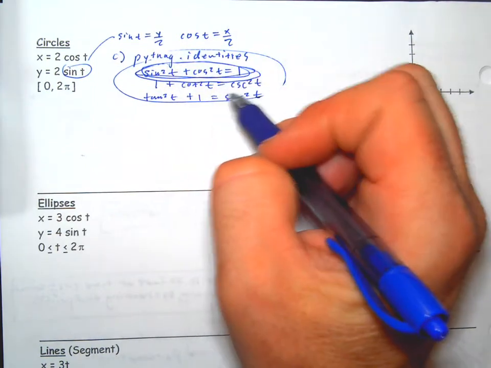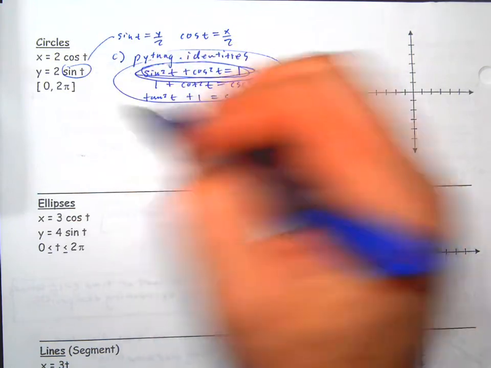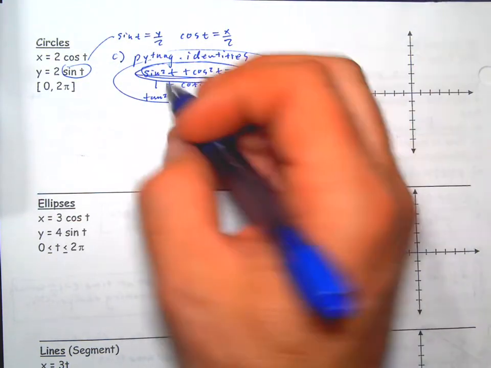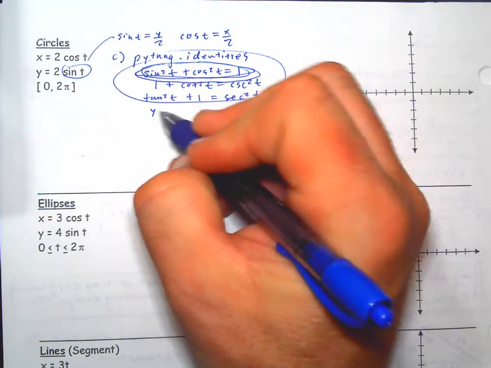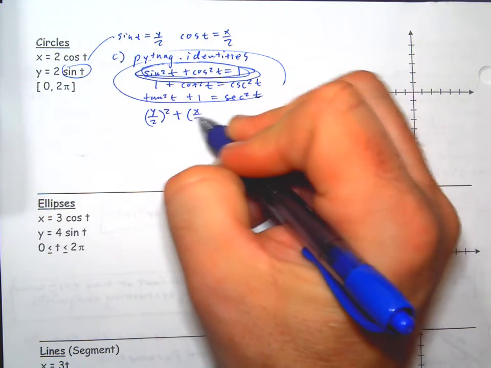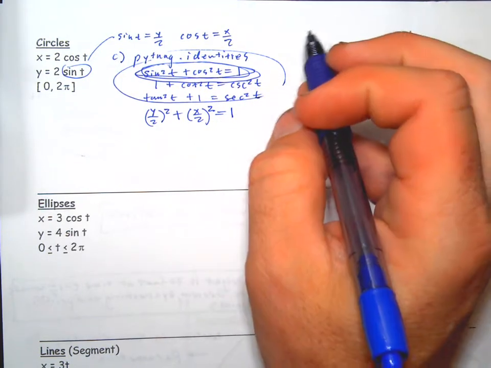Now, if we had cotangent cosecants, then we would use the second one. If we had tangents and secants, then we would use the third one. So we're going to use this one and plug them in. So we're going to get y over 2 squared plus x over 2 squared equals 1. And now you have a Cartesian equation.